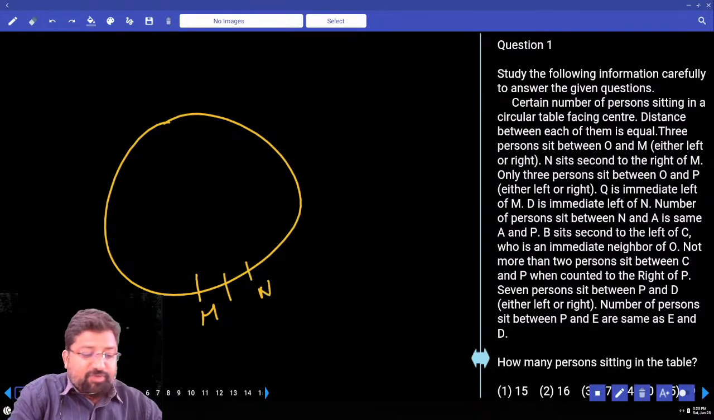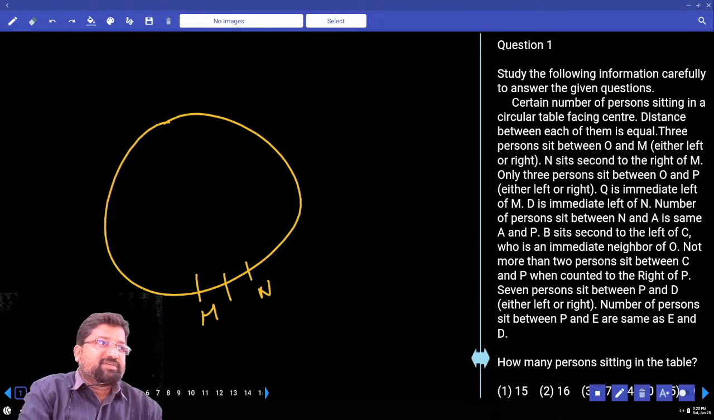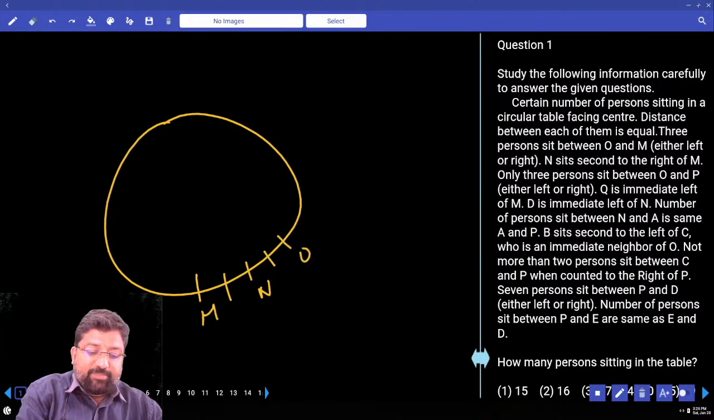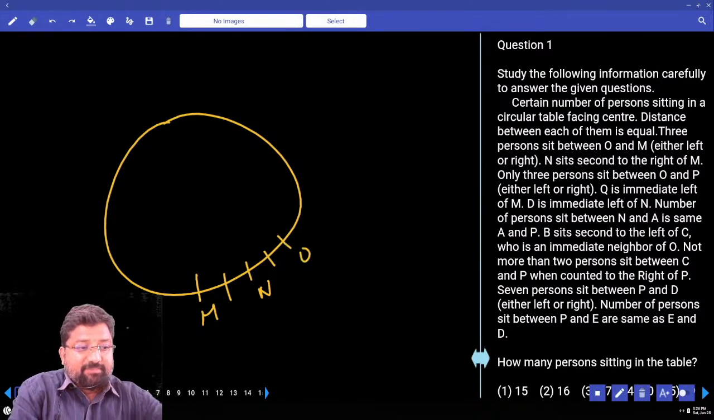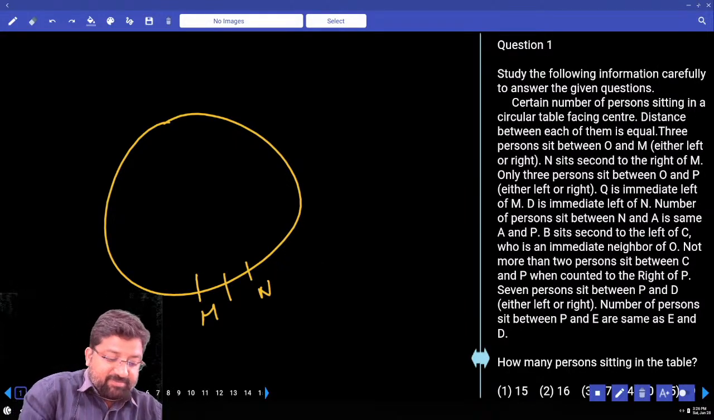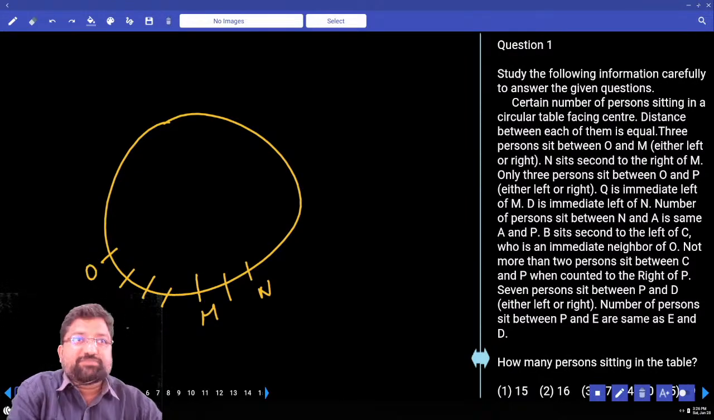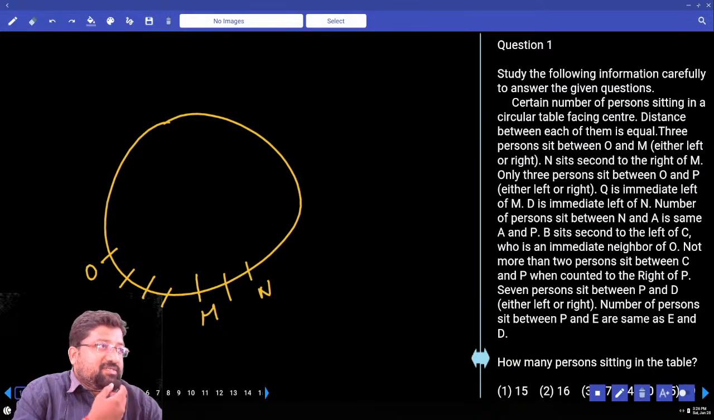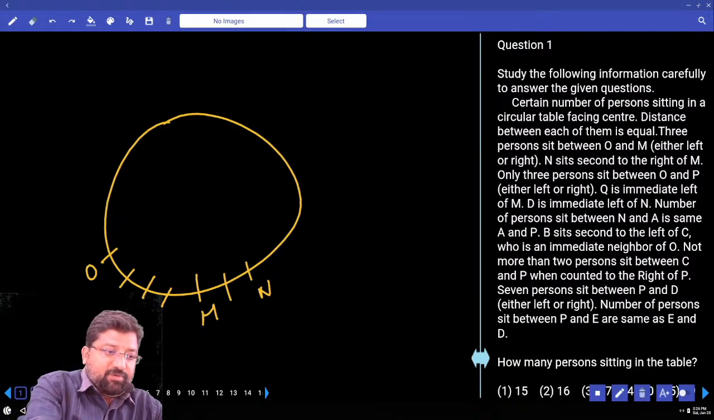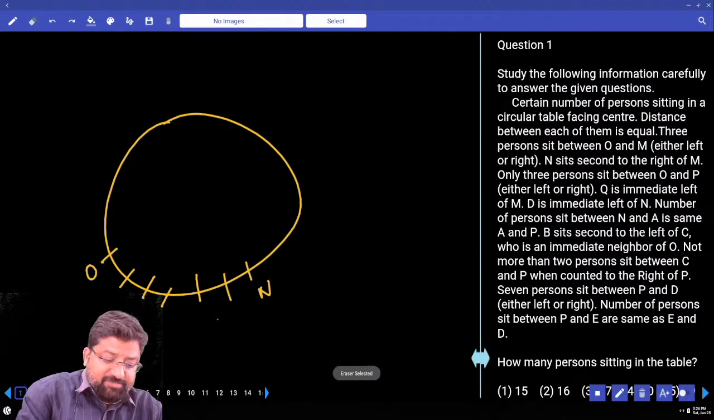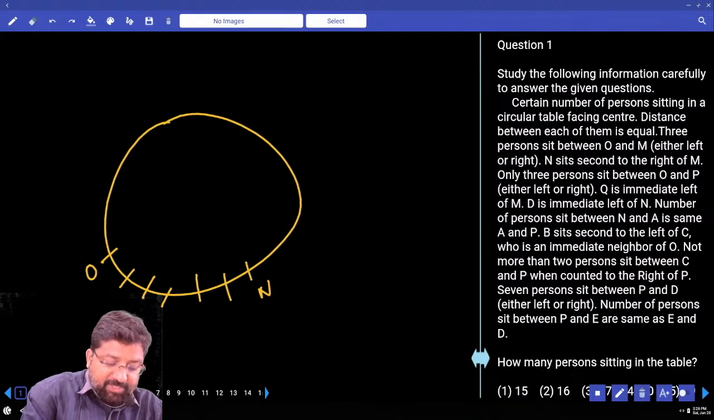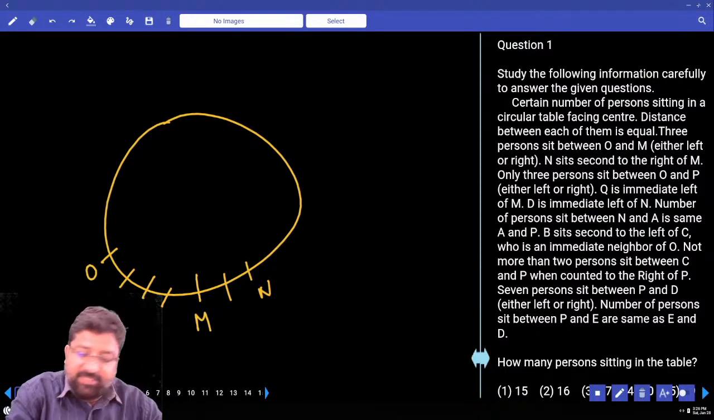Shall I go for O to the right side of M or the left side of M? If I go with O to the right side of M, how many places will I cover? 5. But if I go for O to the left side of M, how many places will I cover? 7. Which is best? Always try to start with the clue which covers more places. Most of the time you will get the answer with the possibility which covers more places. Okay? Next line.